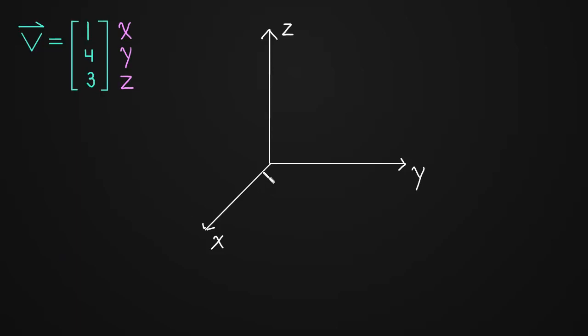And to graph this, all we need to do is move over 1 in x and 4 in y. So that takes us to about this point. And I'm going to draw a line from the origin to that point where we've moved to. So this is 1 in x, 4 in y. And then we just need to move up 3 in the z direction. And that will take us to our vector. So our vector moves 1 in x, 4 in y, and 3 in z. And there it is right there.